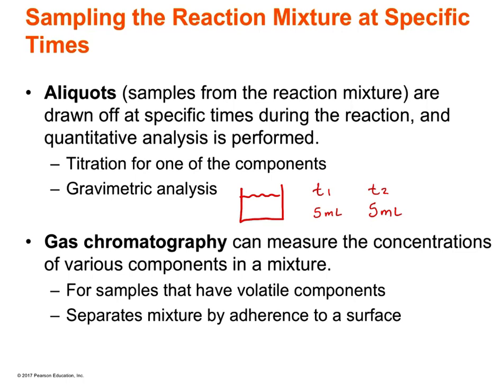Now, one instrument that's really useful for this type of analysis is gas chromatography. Gas chromatography can measure the concentrations of multiple components in a mixture. However, you do need a sample that is very volatile, so that means it can easily evaporate. And we also have to separate all of the components in the mixture. Otherwise, we'll just be detecting all of the components at once.